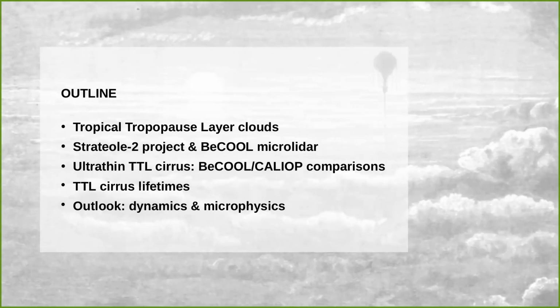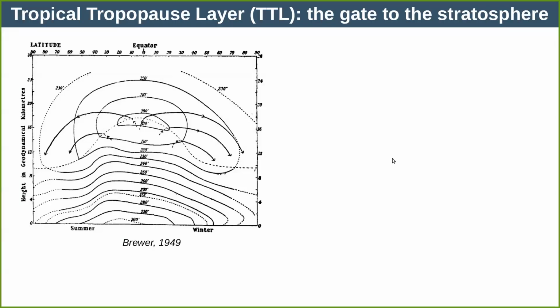So let's start with a general introduction. The tropical tropopause layer, or TTL, is the gate to the stratosphere. Indeed, in 1949, Brouwer first described the large-scale overturning circulation of tropospheric air masses that rise into the stratosphere along the equator, then slowly move polewards before sinking back to the troposphere at higher latitudes.